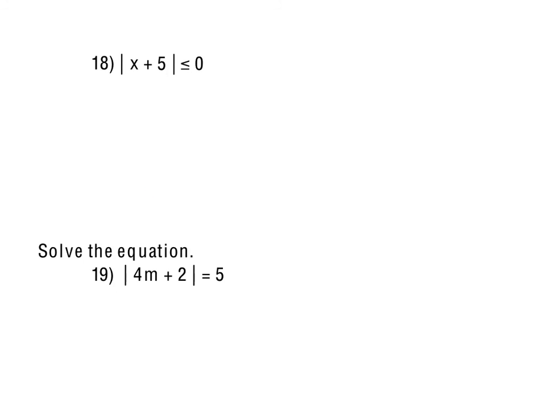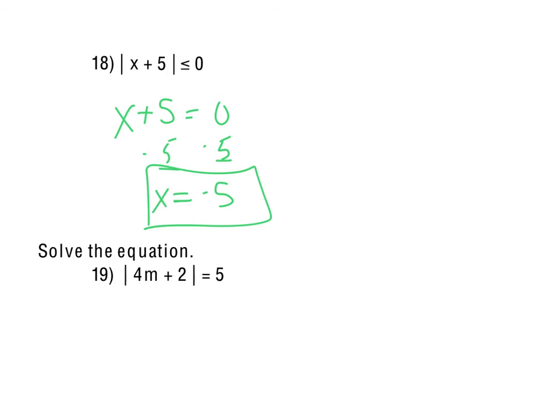18, another special case. Here we're comparing the absolute value, saying that it's less than or equal to 0. Well, it can't be less than 0, but the absolute value could equal 0, and that would happen if x plus 5 equaled 0. So we subtract the 5 from both sides, we get x equals negative 5, and that's the only solution to that inequality. If you plug the negative 5 in there, you get the absolute value of 0, which is 0. Well, that is less than or equal to 0. If you wanted to put that in set notation, it would just be negative 5 in that set.